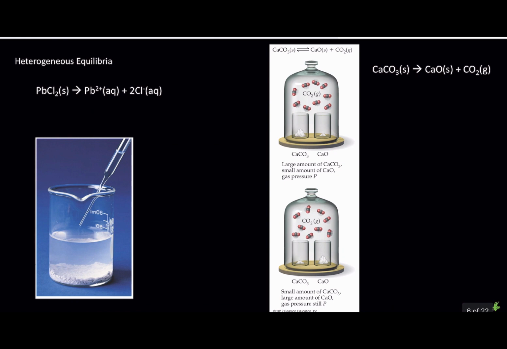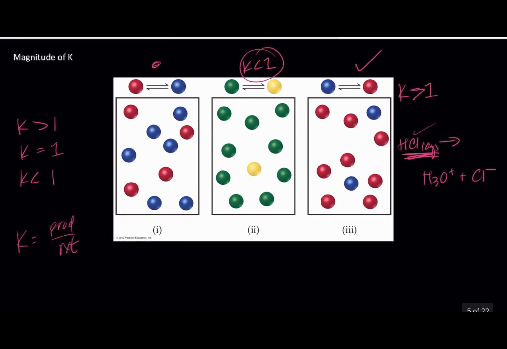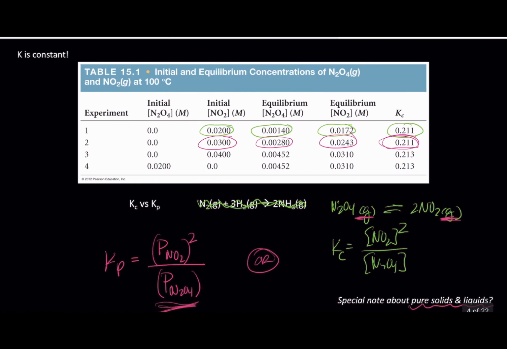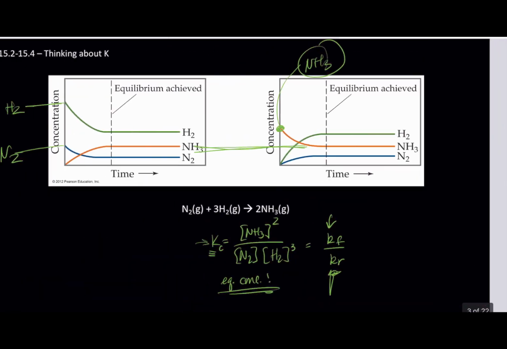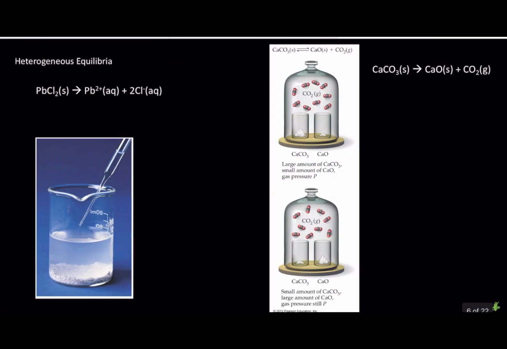Magnitude of K. Heterogeneous equilibria, right? What happens when not everything is in the same state, right? Because you'll note that in all the previous ones we've talked about, like, oh, look, all of these are gaseous, right? Because that's an easy place to start. All of these are gaseous. But what happens when that's not the case? Because that's not terribly common, right?